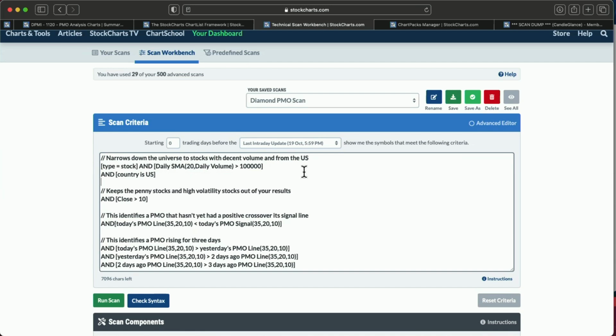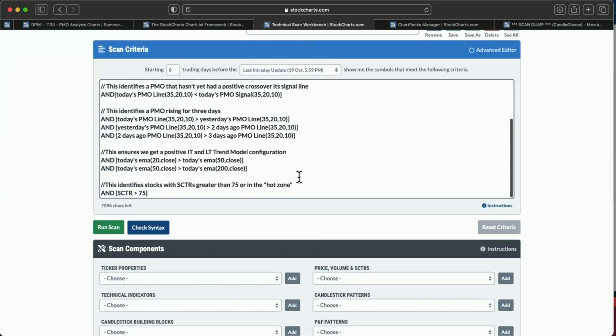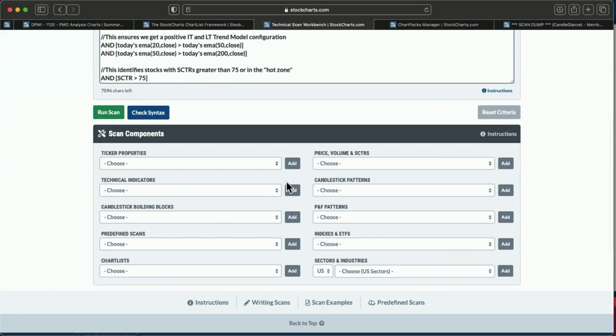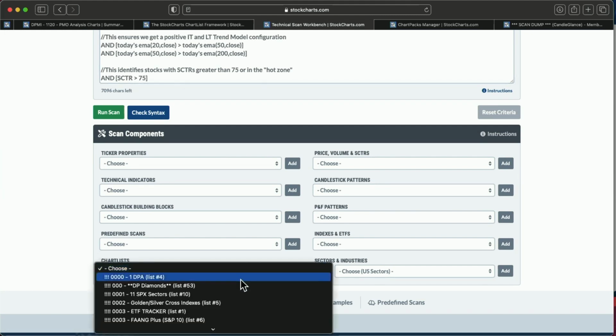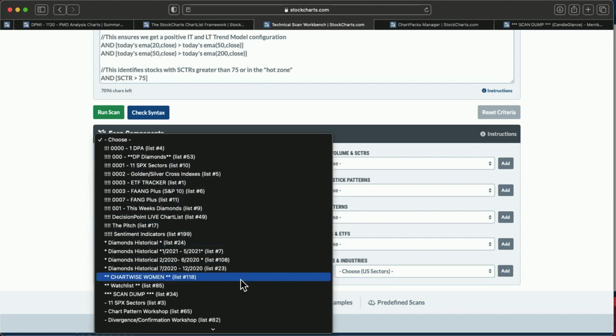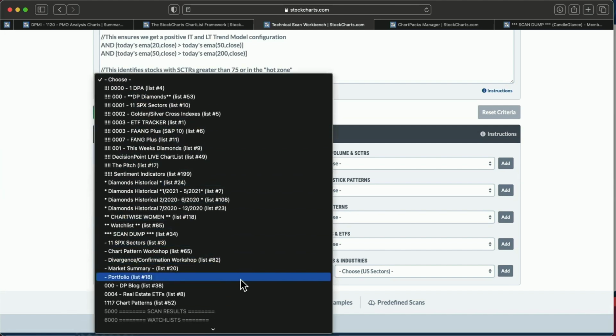So the way I can do that is I come down here to the workbench. And there's one here called ChartLists. I don't know how many of you are familiar with the fact that it is there, but it's very easy. It lists all of your chart lists. And you can say, okay, I want to scan on Scan Dump. Remember my transient list? It's huge.